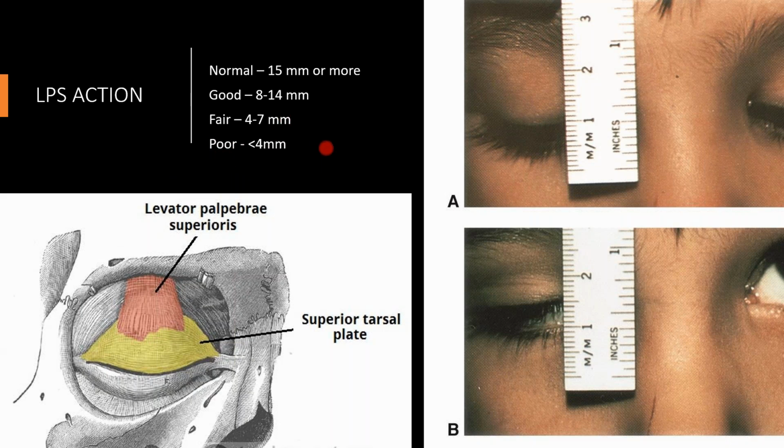So in cases of poor LPS action, however much you change the LPS, whether you advance it or you resect it, it's not going to make any difference, because the action is anyway very, very poor. So in cases of poor LPS action, you usually go for frontalis sling surgeries. And if you have a good LPS action or a normal LPS action, resection can make a lot of difference.